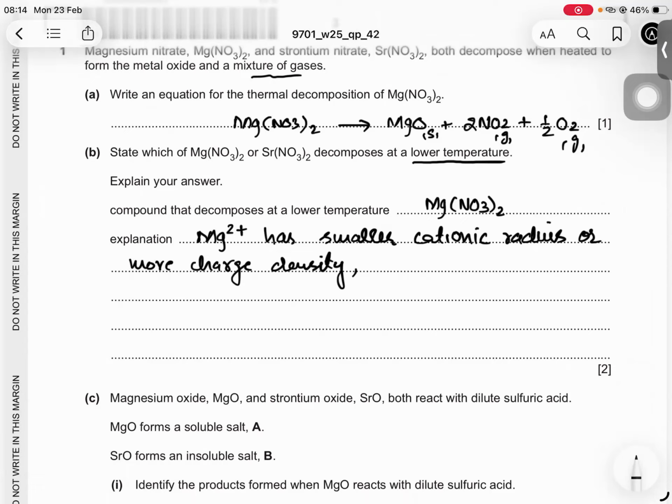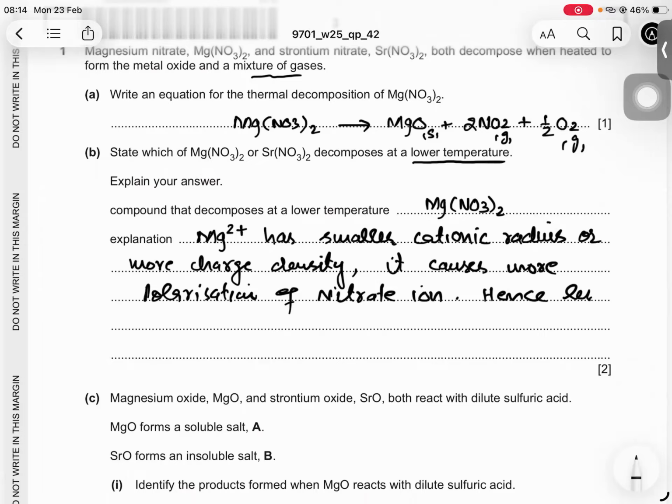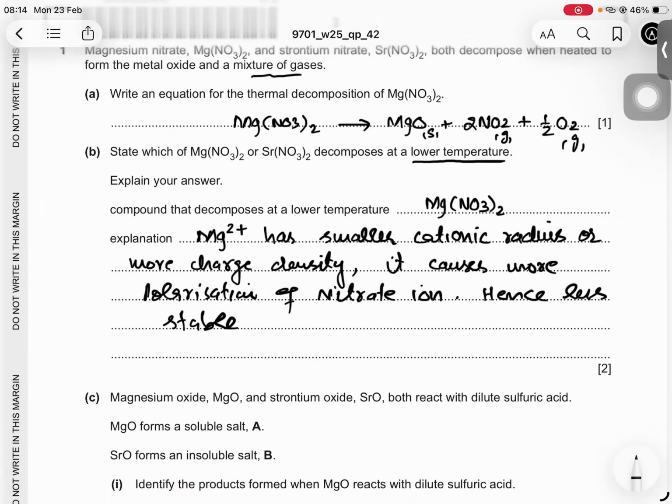What does that cause? It causes more polarization of the anion, more polarization of the nitrate ion, hence a less stable nitrate. You can also write which causes the weakening of the internal bonds of nitrate. Okay, that's an additional line which you can add on.